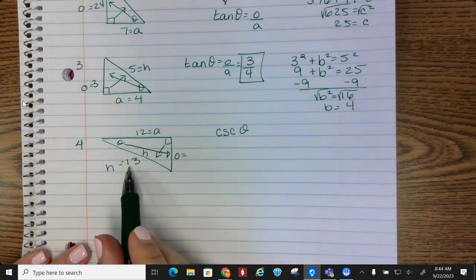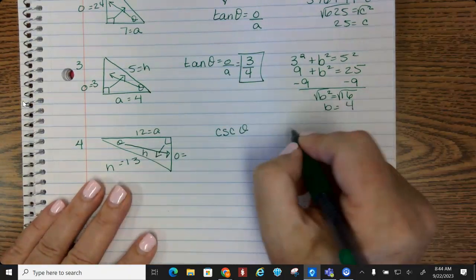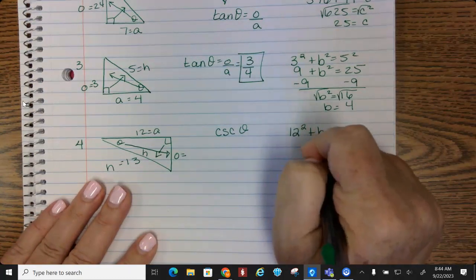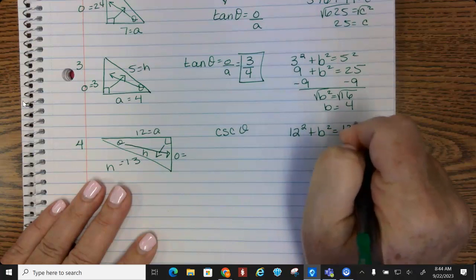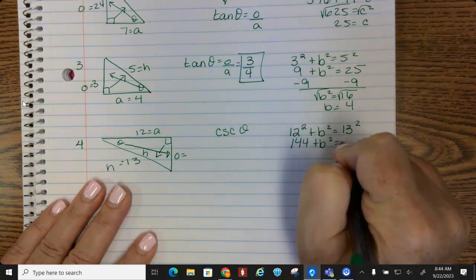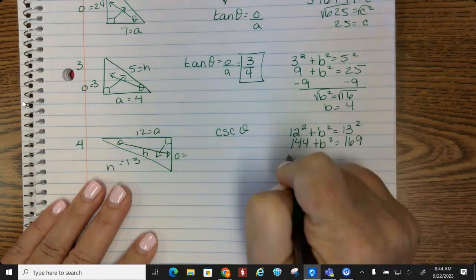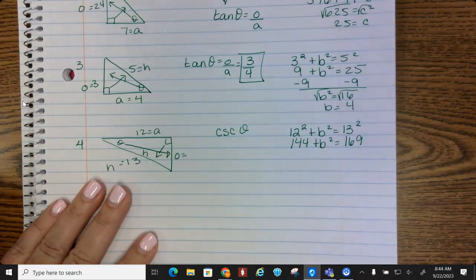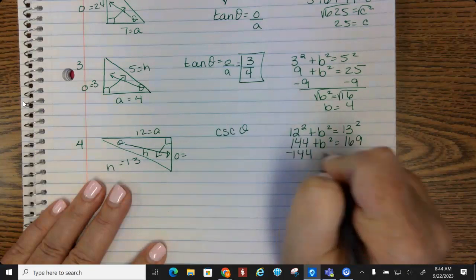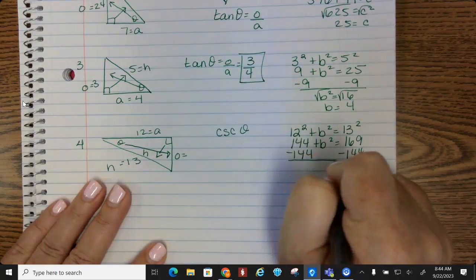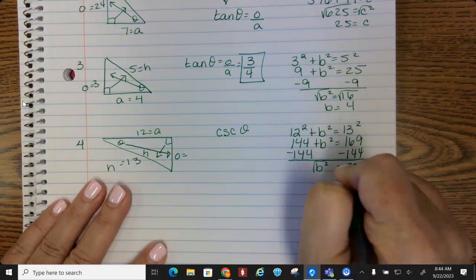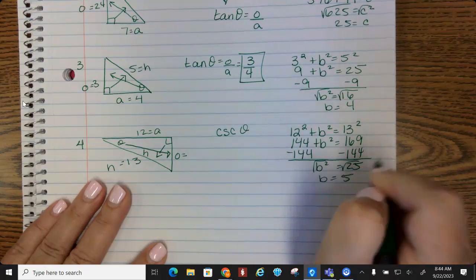So again, hypotenuse is 13. It doesn't matter which two of these numbers we use. So 12 squared plus b squared equals 13 squared. So 144 plus b squared equals 169. We're going to subtract 144 over. So we get b squared equals 25. Take the square root, so b equals 5.